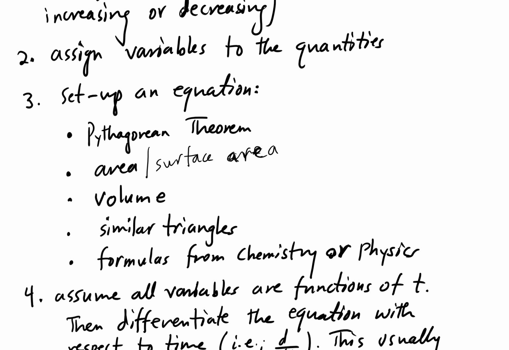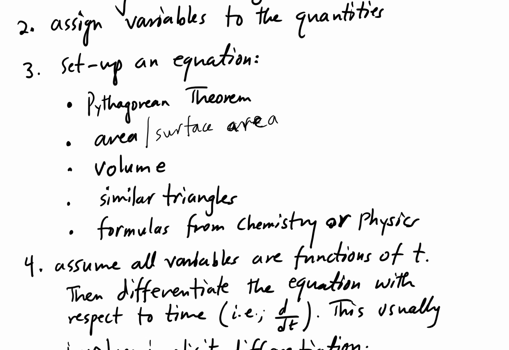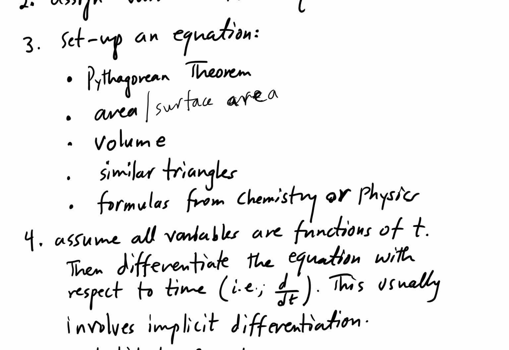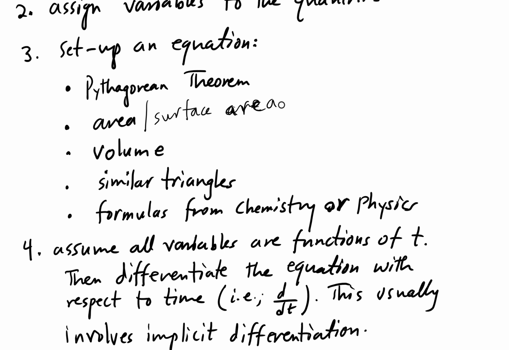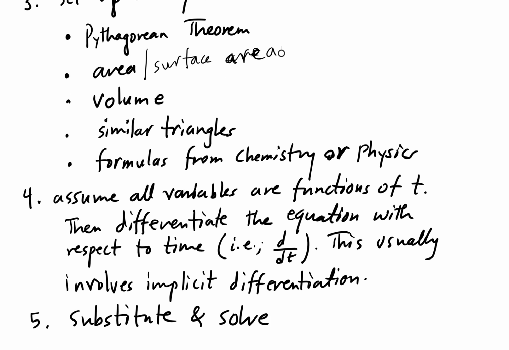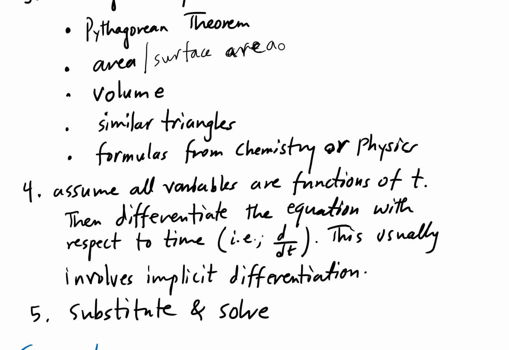And the procedure here is, after we set up the equation, we need to differentiate that equation with respect to time. This is going to be d something dt. And this usually involves implicit differentiation. Then after we do implicit differentiation, we substitute and solve.